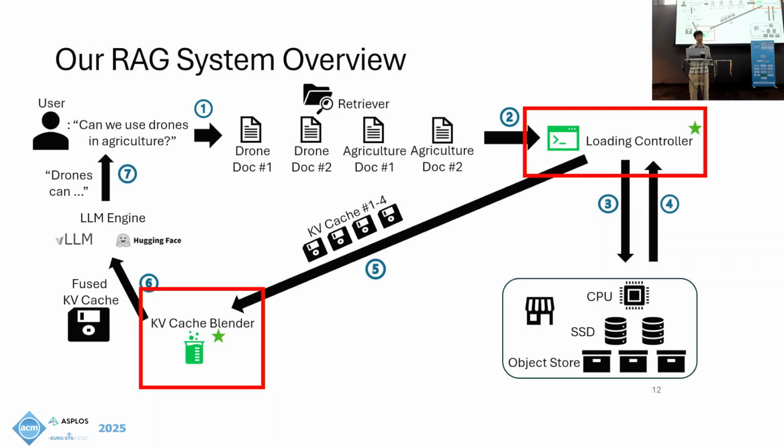So the two key innovations in our system are the KV cache blender and the KV cache loading controller. And we start with the most important component, which is the KV cache blender.